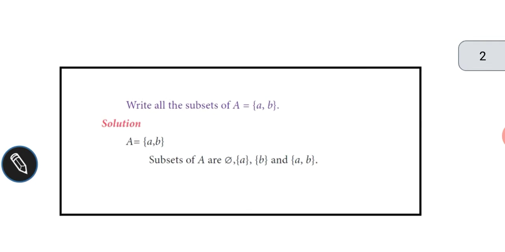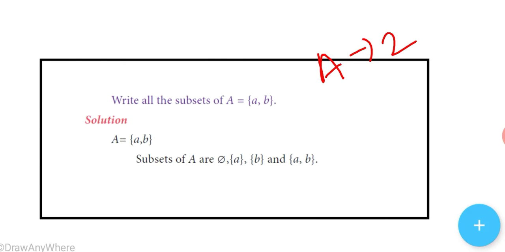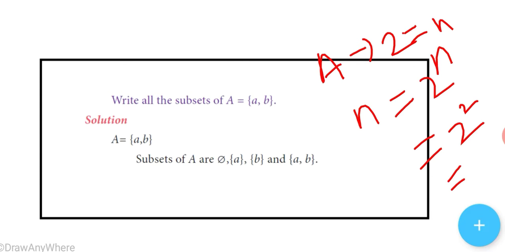Write all the subsets of capital A equal to {a, b}. The given set capital A has two elements, so the number of subsets of the given set is 2 power n, which is 2 power 2, and 2 power 2 is 4. So the number of subsets is 4.